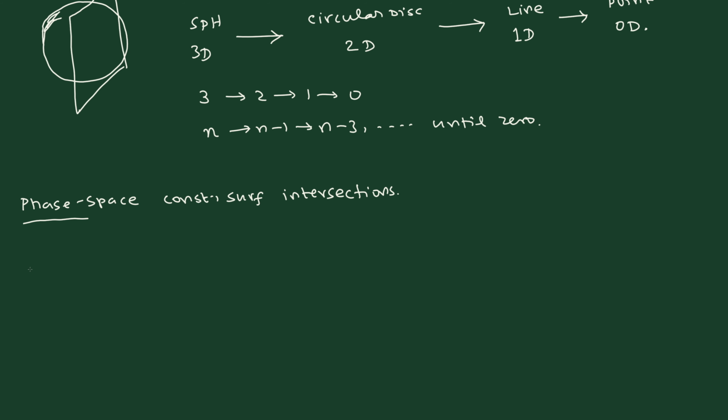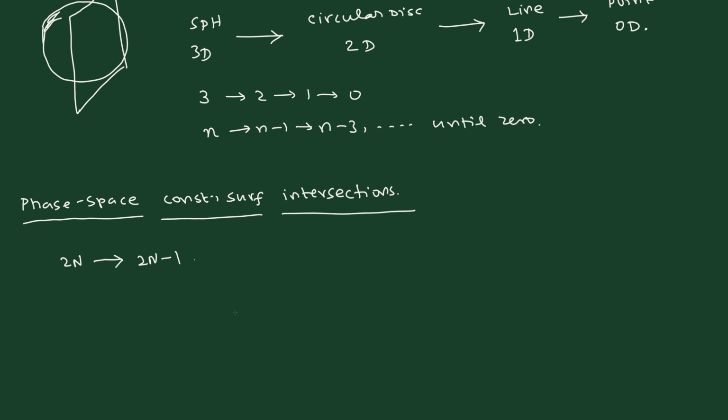There's a title: phase space, constant surface intersection. Phase space is actually a 2n-dimensional mathematical space. If one constant surface comes in and cuts that space, then the resultant object will have dimensionality 2n minus 1. So 2n minus 1 is the dimensionality of the intersection between the constant level surface and the original 2n-dimensional phase space.